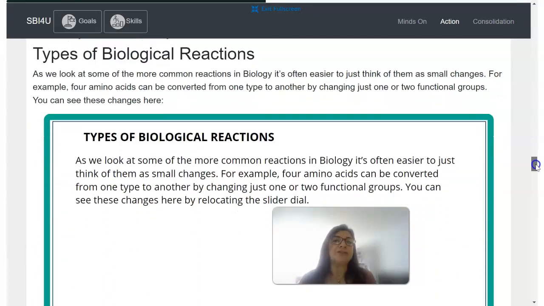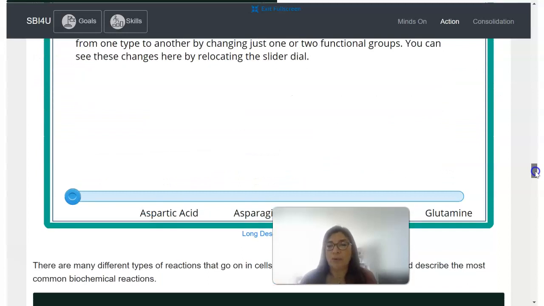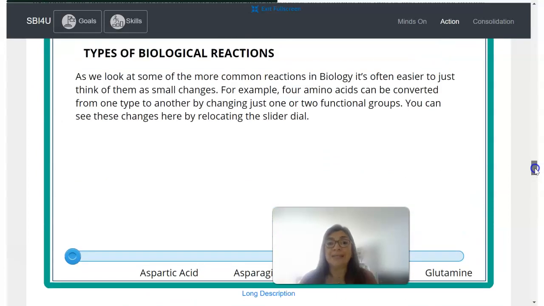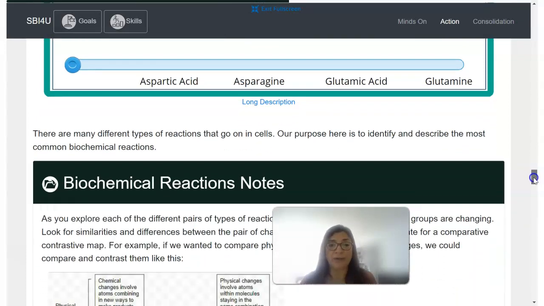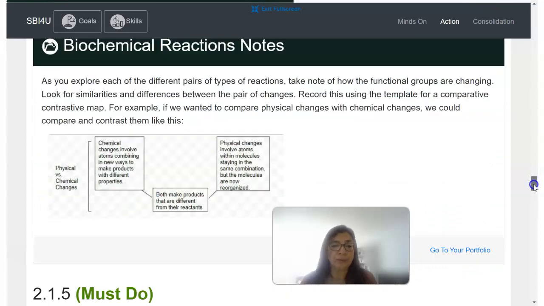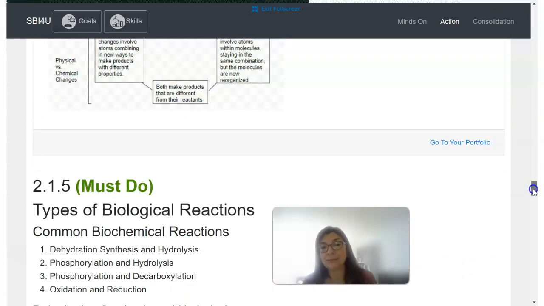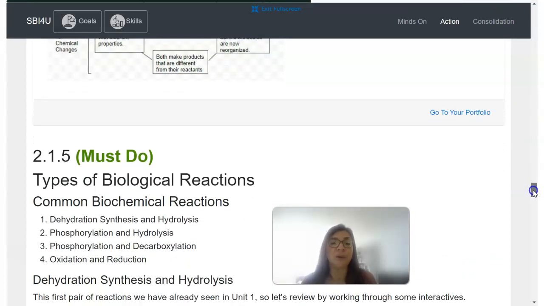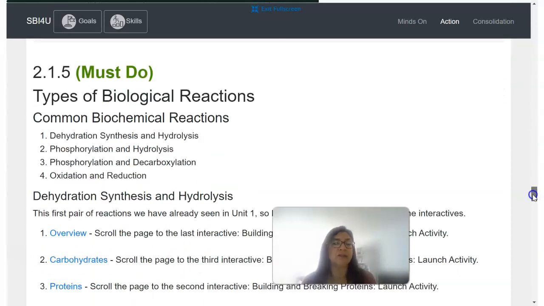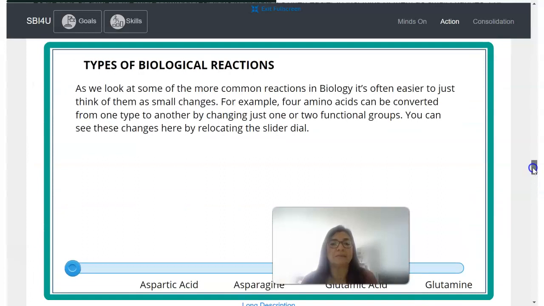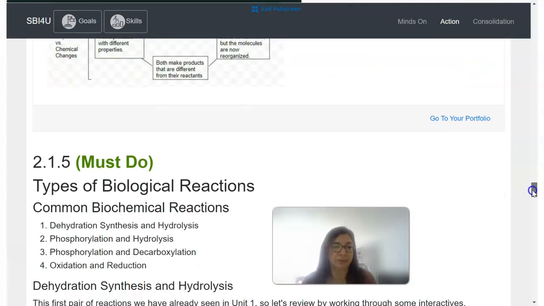Then this is another should do. It's more understanding, deeper understanding of metabolic and biological reactions. So these are the types of biological reaction, biochemical reactions. Just go through it. You don't have to submit it or keep it in your portfolio, but going through it to get the knowledge that because you will need it later on. So it's not needed for this mastery check, but it will be needed afterwards.